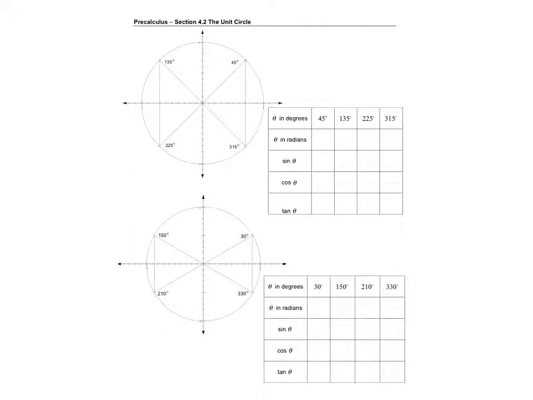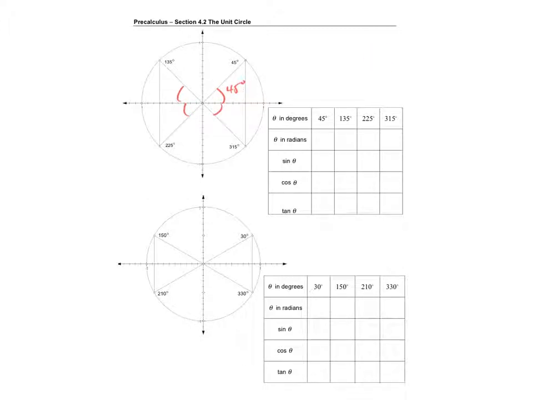Section 4.2 is a little bit deeper dive into the unit circle. In our first table, we're going to be looking at all of our angles that are 45 degrees from the x-axis. So that is going to be 45 degrees, 135 degrees, 225 degrees, and 315 degrees.